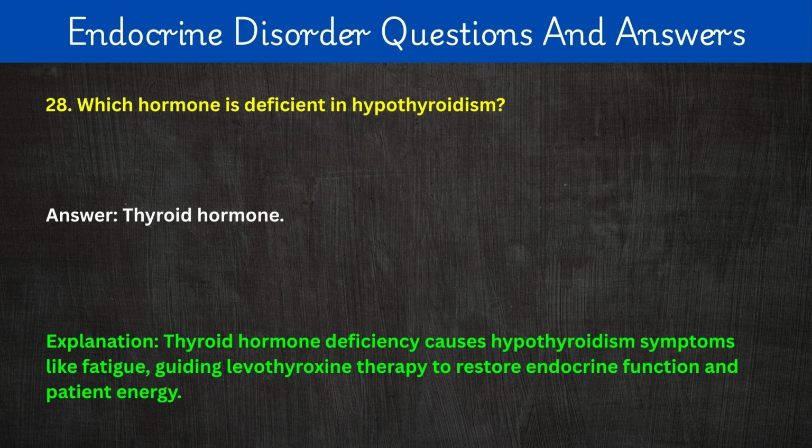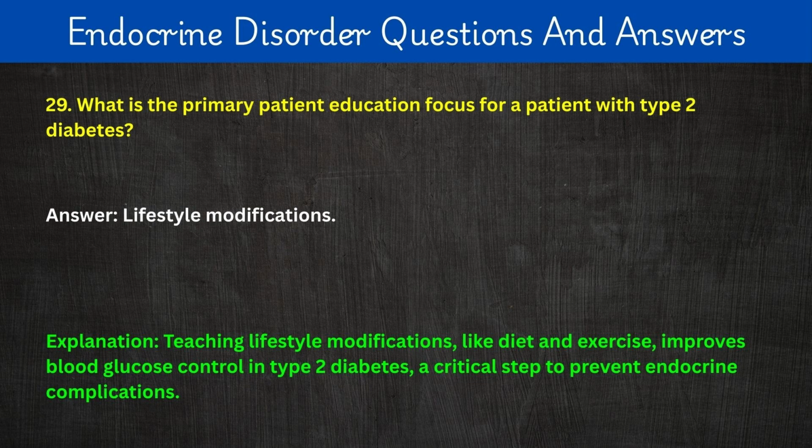28. Which hormone is deficient in hypothyroidism? Answer: thyroid hormone. Explanation: thyroid hormone deficiency causes hypothyroidism symptoms like fatigue, guiding levothyroxine therapy to restore endocrine function and patient energy.